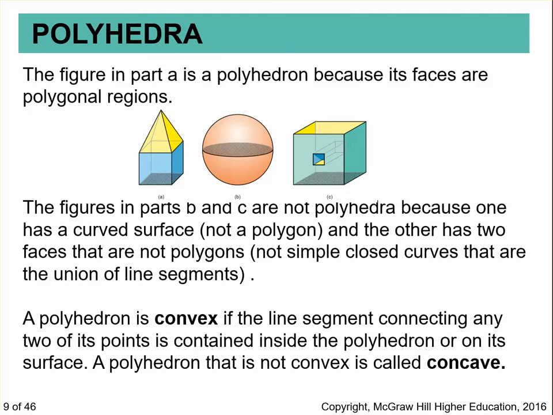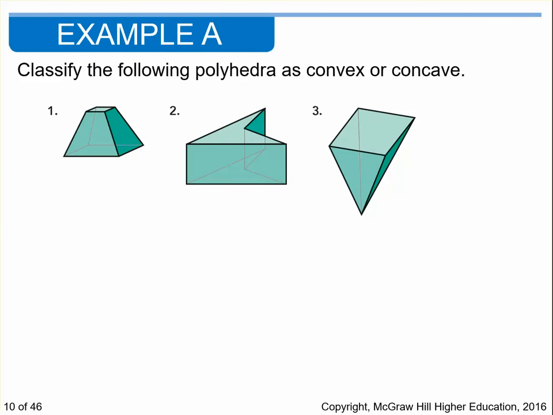Okay? A polyhedron is convex if the line segment connecting any two points is contained inside the polyhedron or on its surface. A polyhedron that is not convex is called concave. So you've had these before. Okay, you've seen these before. So classify the following polyhedra as convex or concave. What do you think about number one?